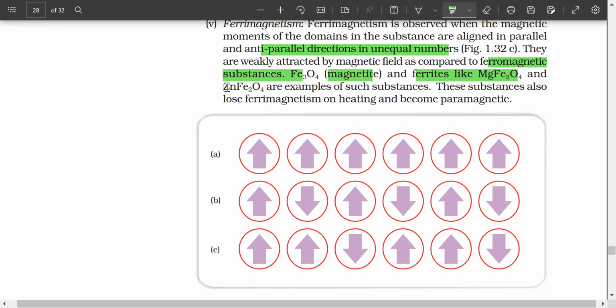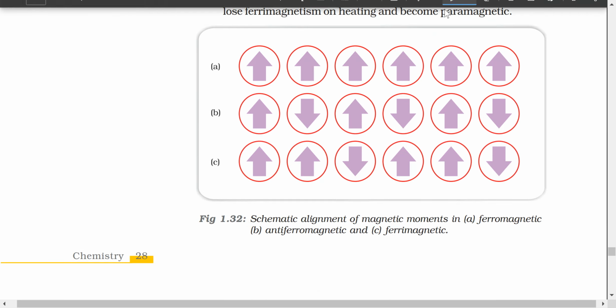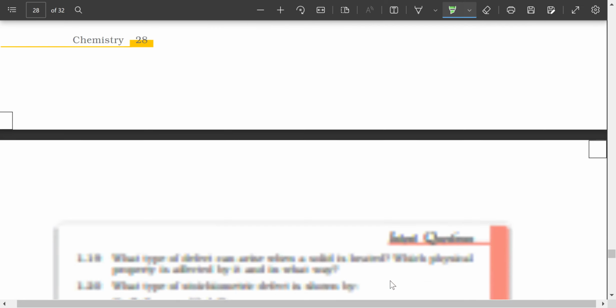MgFe2O4 and ZnFe2O4 are examples of such substance. These substances also lose ferrimagnetism on heating and become paramagnetic. Fine. यहाँ पे कुछ schematic representation है.